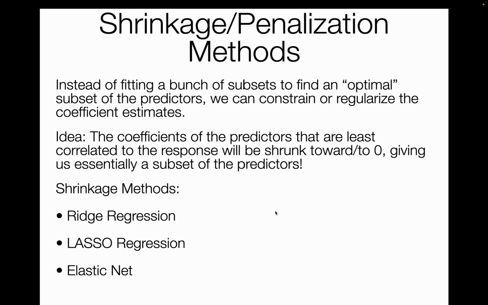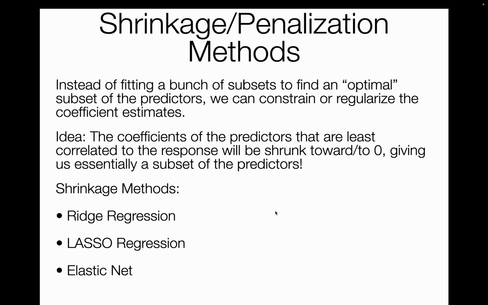Instead of fitting a bunch of subsets, we can constrain or regularize the coefficient estimate. Instead of fitting a bunch of models and seeing which ones are good and bad based on the regular fitting criterion, meaning the coefficients that minimize the residual sum of squares, which is regular linear regression. The stepwise methods just fit linear regression a bunch of times and see which one looks the best.